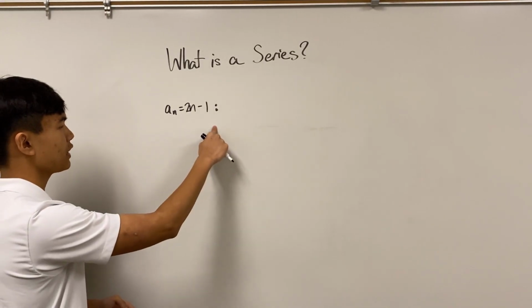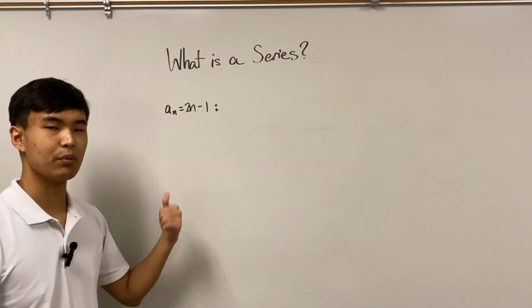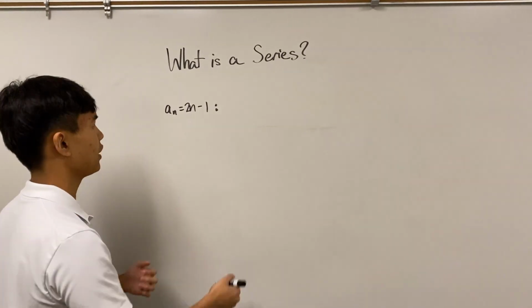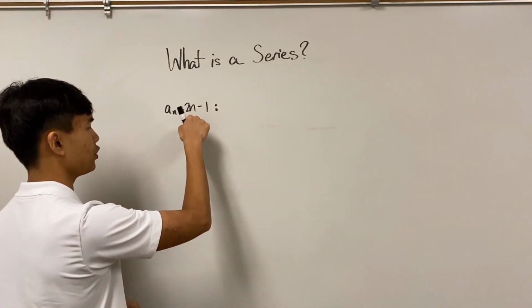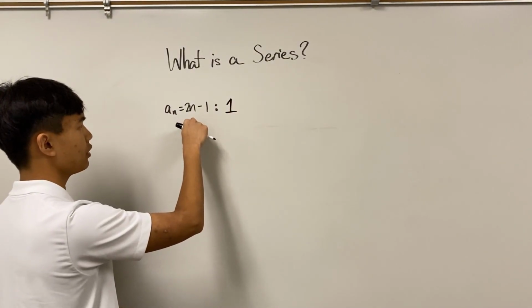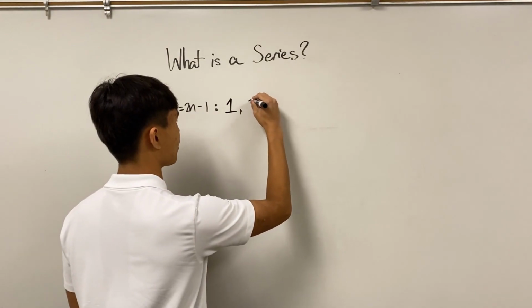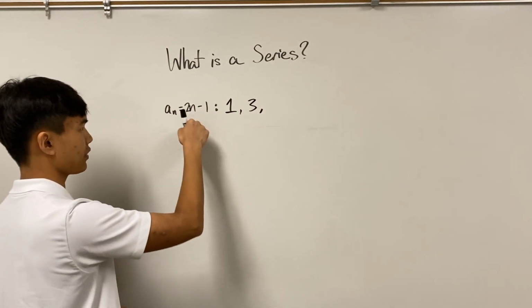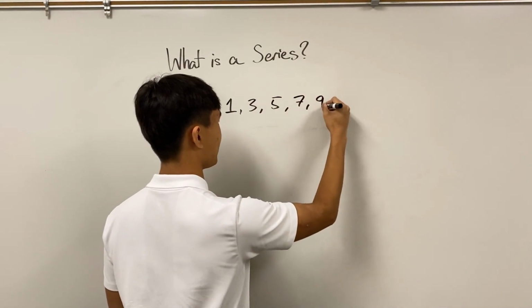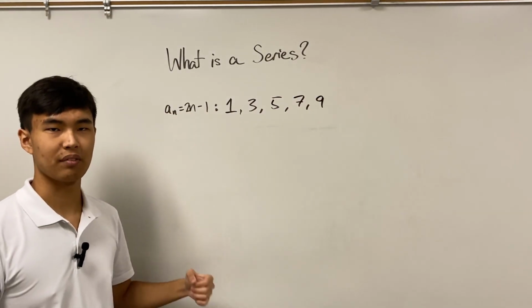So here the rule is, if we want the nth term of the sequence, we have to multiply n by 2 and subtract 1. The first 5 terms would be, here 2 times 1 is 2, minus 1 would be 1. And so when n equals 2, this is 4 minus 1, this is 3. When n equals 3, this is 6, so 5, 7, and 9. These are the first 5 terms of the sequence.